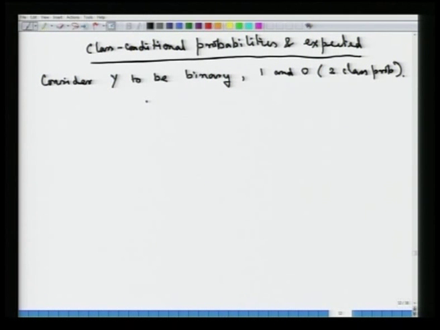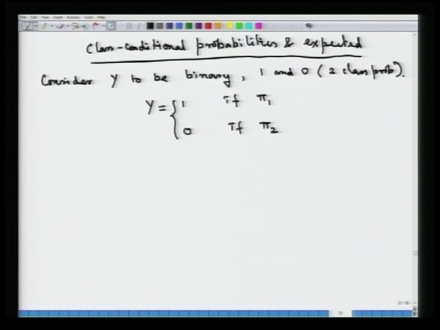Now, in what sense is this a 2 class problem? So, y takes the value 1 if the population is pi 1, and takes the value 0 if the population is pi 2. Corresponding to a particular feature vector, we have in the pre-classified examples in the learning sample the class membership of that feature vector. If that is pi 1, then the value of the binary variable y is taken to be 1, and if the membership is pi 2 population, then we take the value of this binary variable to be equal to 0.